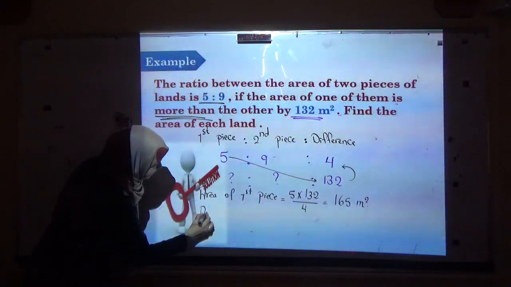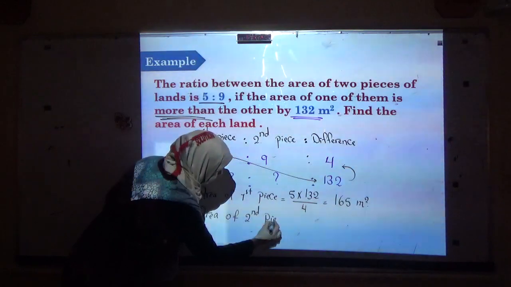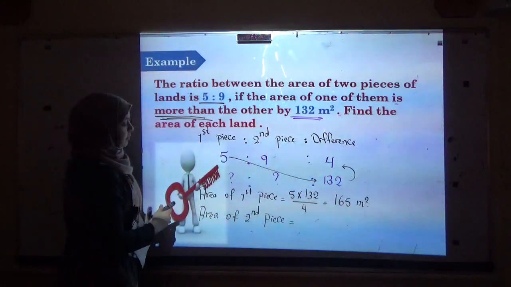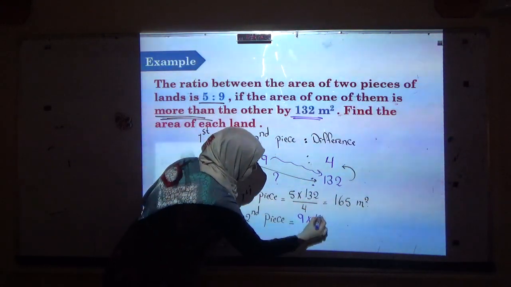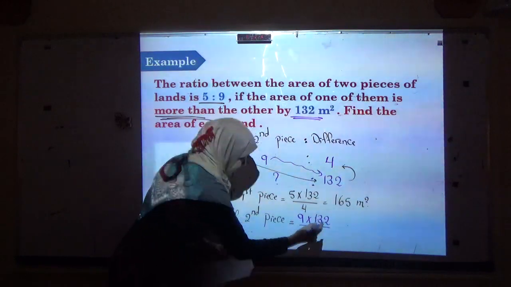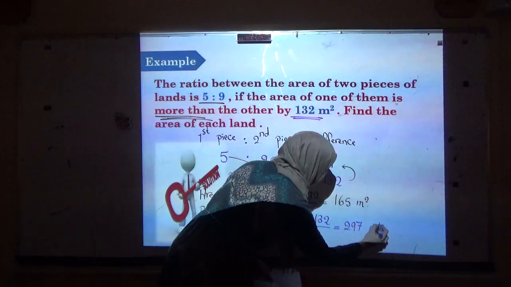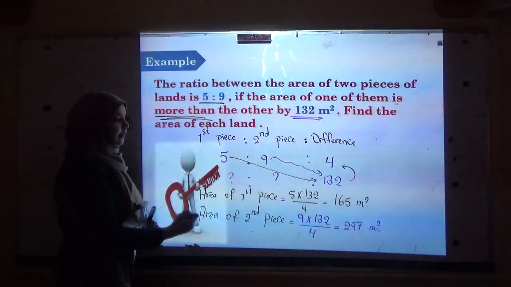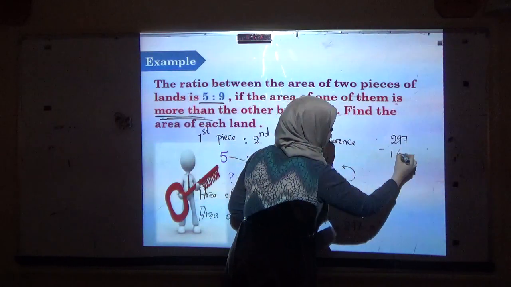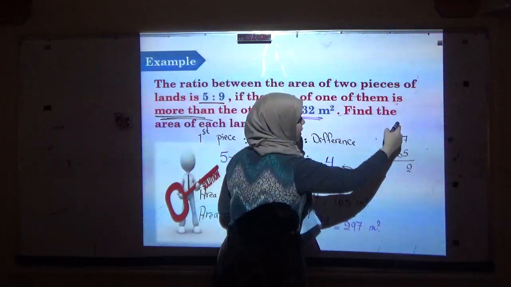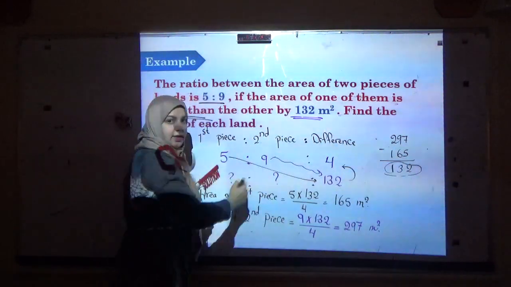Okay? Area of the second piece equals 9 multiply 132 divide by 4, equals 297 meters squared. And to check your answer, subtract these two areas, 297 minus 165. 7 minus 5 equals 2, 9 minus 6 equals 3, and 2 minus 1 equals 1, 132. Okay?